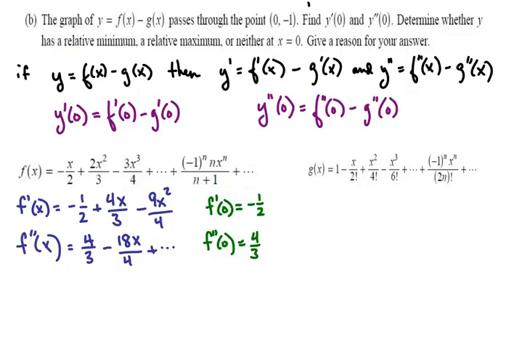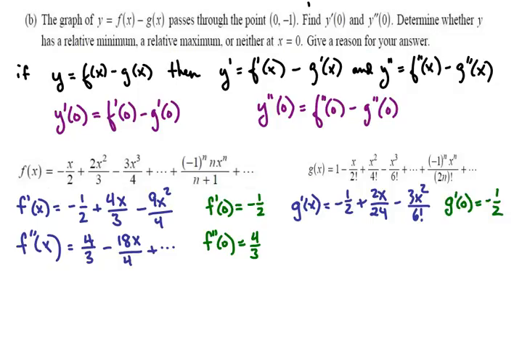Alright, so let's go to g of x. G prime of x is going to be negative 1/2. The next term will be 2x over 4 factorial, which is 24. The next term will be 3x squared over 6 factorial. It doesn't really matter, because when we plug in 0 into that, we're going to get negative 1/2. All the x terms will zero out.